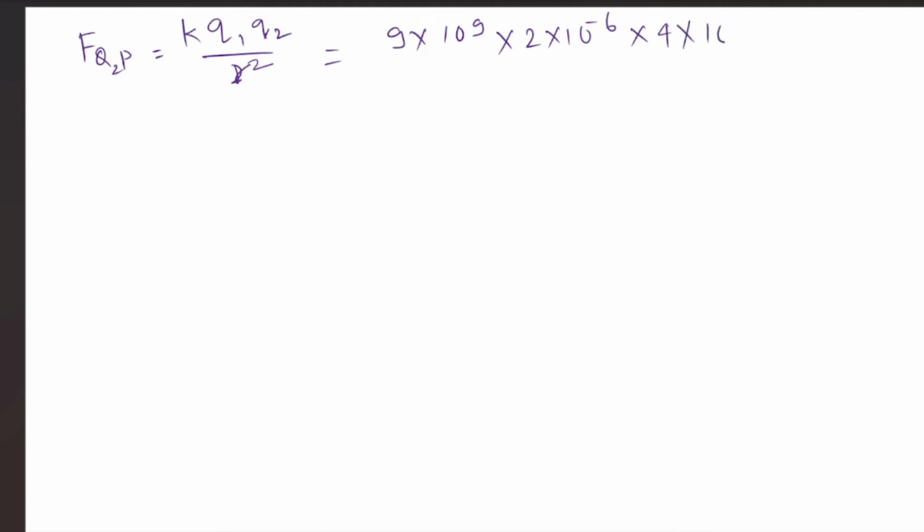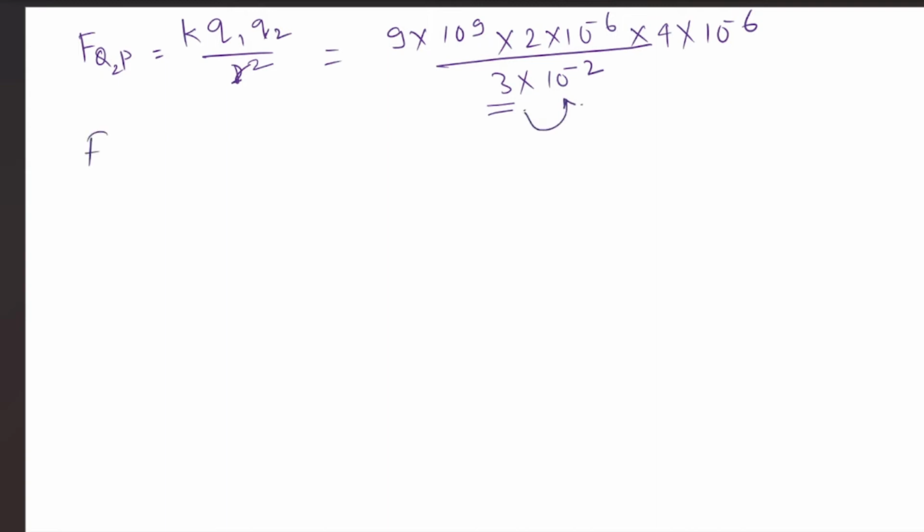So we can write this here: F Q2P is equal to K, again same formula, Q1 Q2 by R square, and we can write here 9 into 10 power 9 into 2 microcoulomb, it means 10 power minus 6, into 4 into 10 power minus 6 divided by 3 into 10 power minus 2, because I'm converting centimeter, which is 3 centimeter, into meter, so I need to add 10 power minus 2.